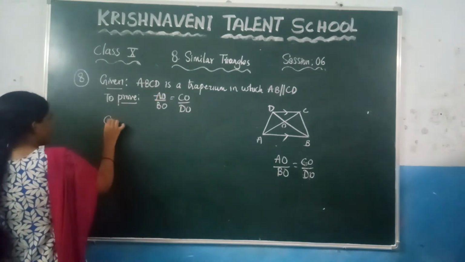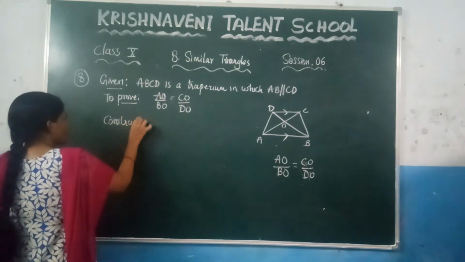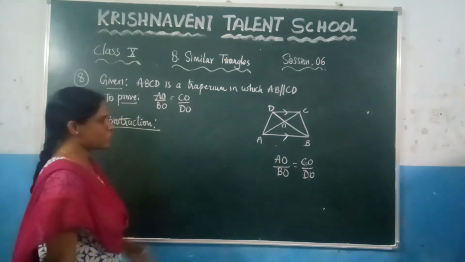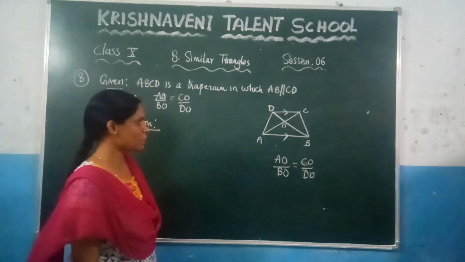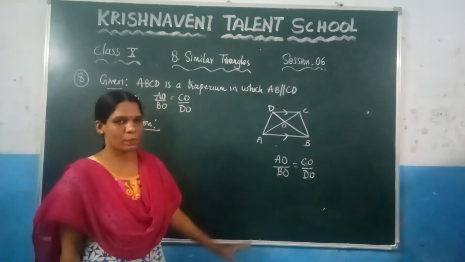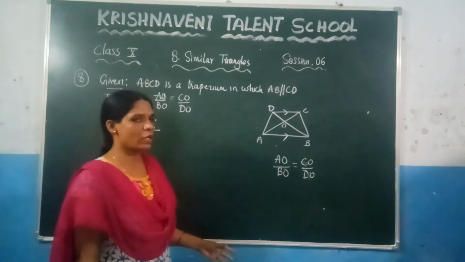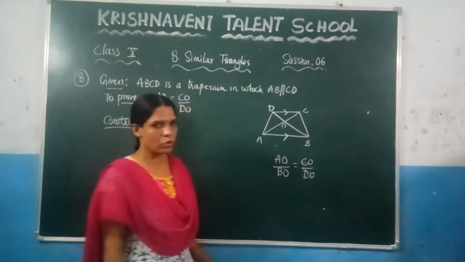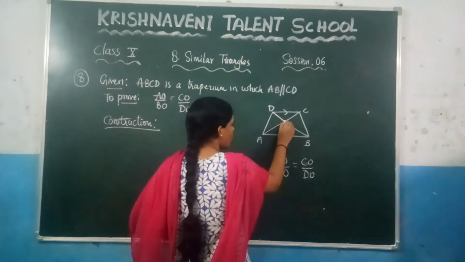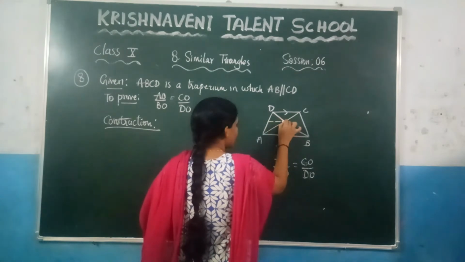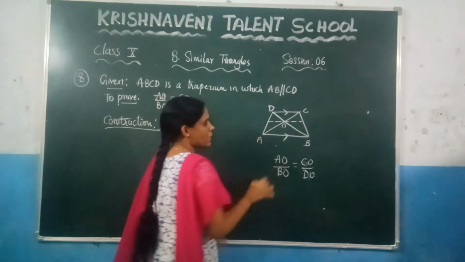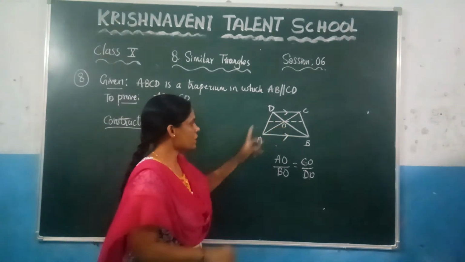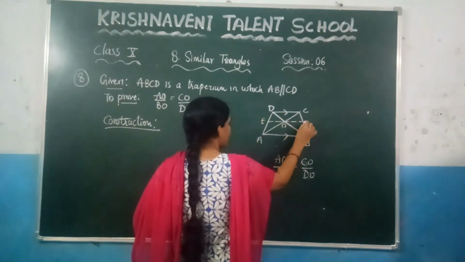So for this we need one construction. To prove this question, we need some construction. Why? Because you need to apply the basic proportionality theorem. If you want to apply the basic proportionality theorem, and if you want to get the condition AO by BO, then at this point O you need to draw one line parallel to DC. This is our construction. Let us name this line EF.